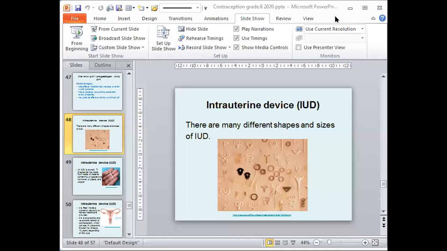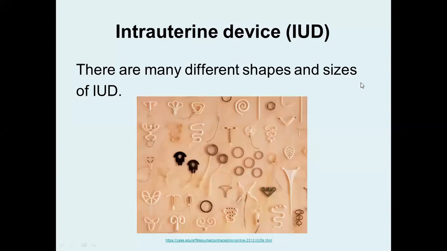But in the meantime, let's keep going on methods of contraception. The next type of method that we're going to discuss is something called an intrauterine device.